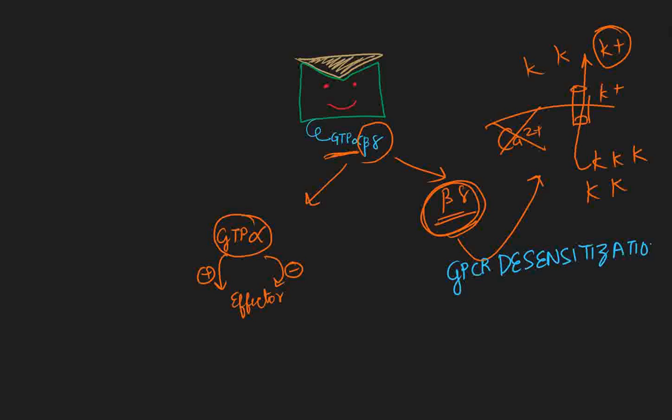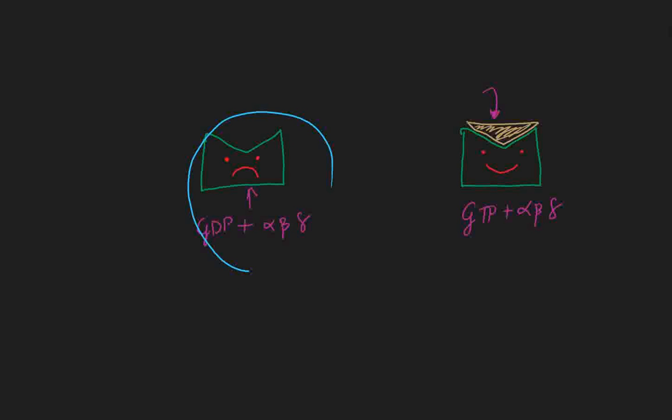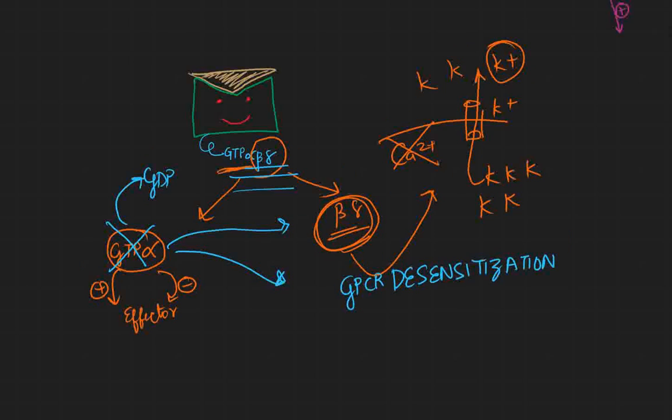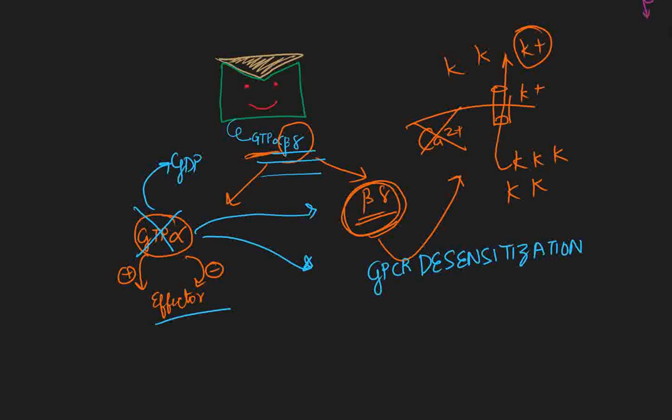Well, I guess beta and gamma were better after all. Alpha sees this and says, I guess there is no use staying with GTP any longer. So what it does is, it hydrolyzes GTP back to GDP and joins the trio to form your alpha, beta and gamma. So it goes back to this state. But before it does this, it has already activated your effector.